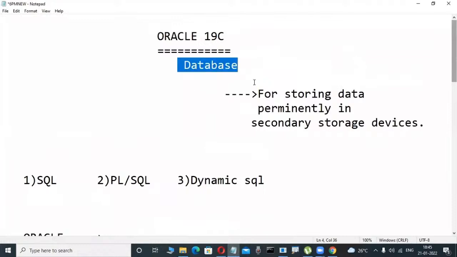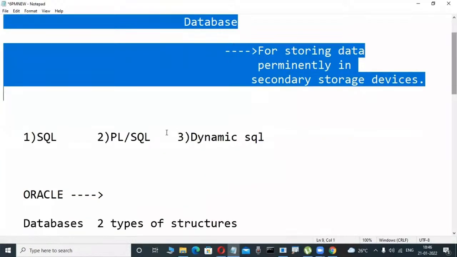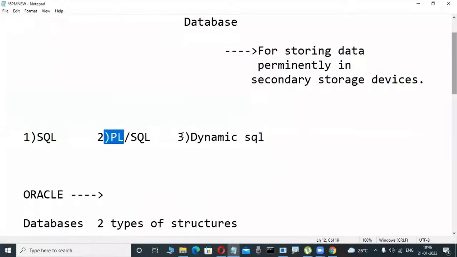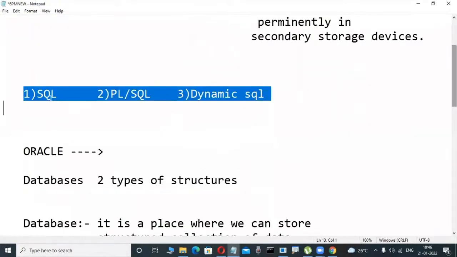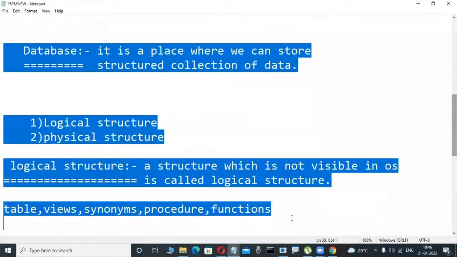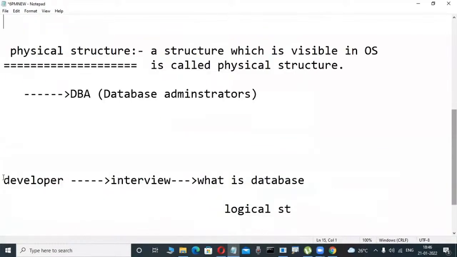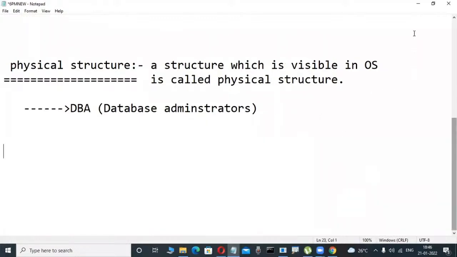What is the purpose of databases? Not only storing data permanently, but also retrieving and fetching the data efficiently from some place. If you want to operate this Oracle software, we use SQL, PLSQL, and dynamic SQL languages. In any Oracle course, these three things are taught. That is a very small thing I'm mentioning. Okay, fine.